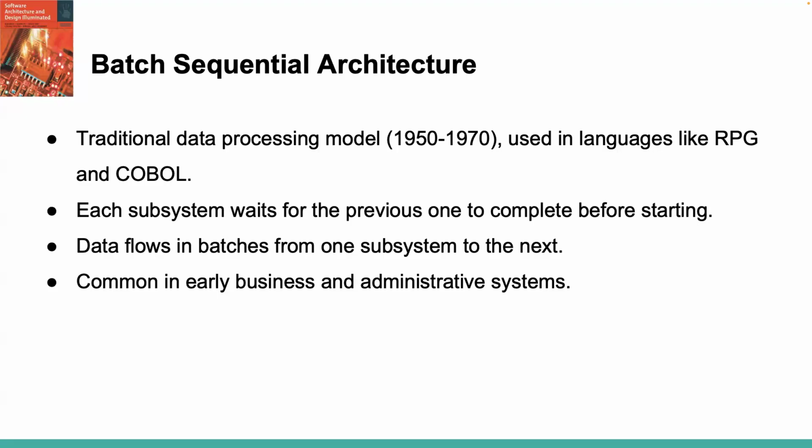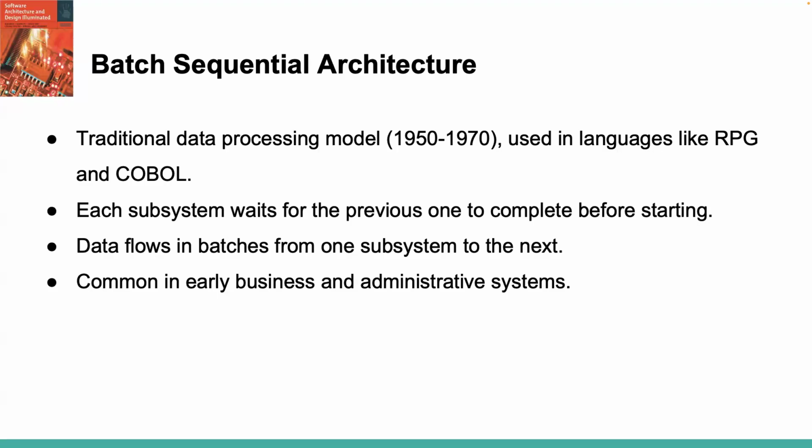3. Common in early business systems. This model was common in early business and administrative systems. In those days, computers weren't fast enough for real-time processing, so it made sense to collect data in batches and process it all at once. While this model worked well for its time, it had some limitations.